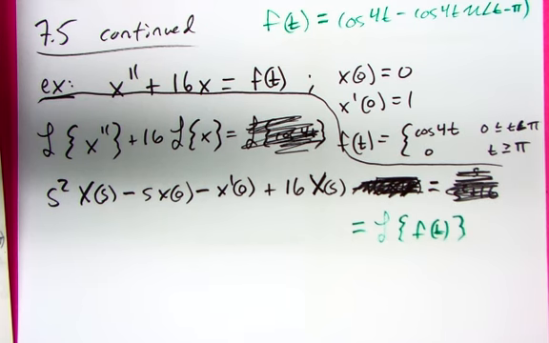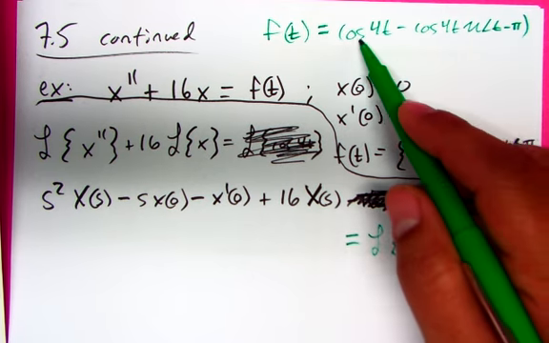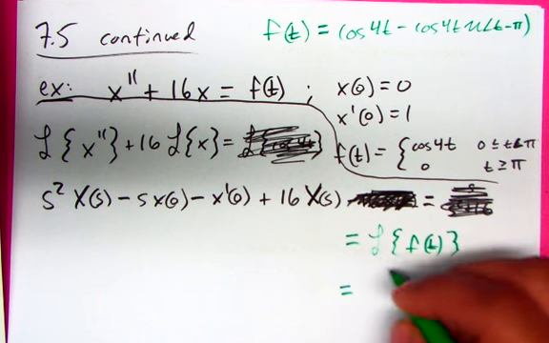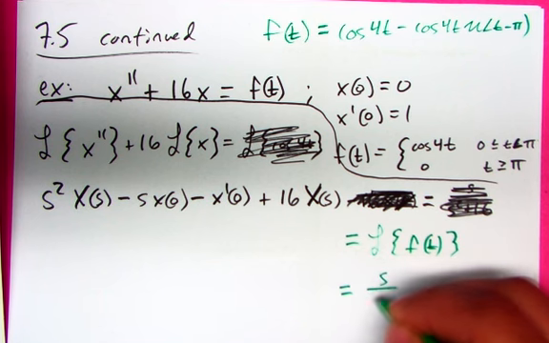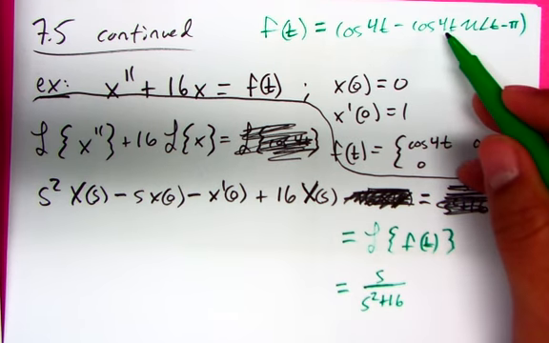Okay. And now if I want to take the transform of this function, the first part is fine. That's the s over s squared plus 16. And now here, it looks like we want to use the second translation theorem.